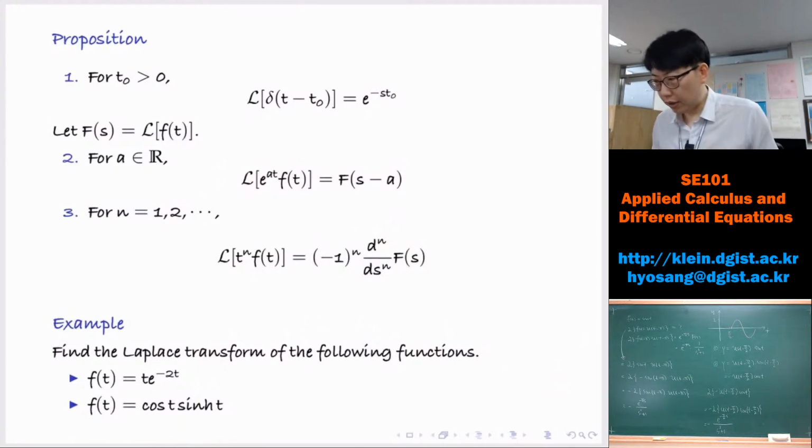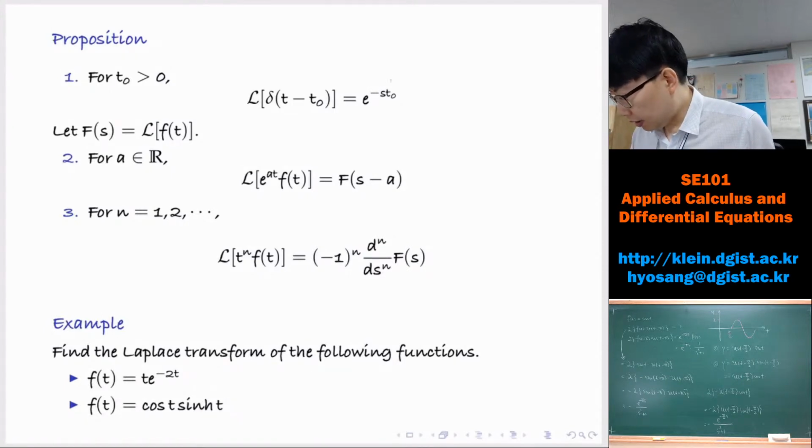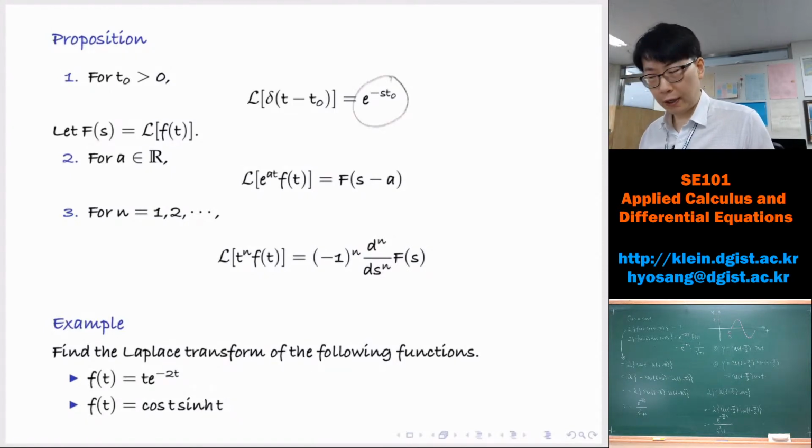Okay, so here's a proposition. We can take a Laplace transform of the Dirac delta function. If we take the Dirac delta function, then the Laplace transform is e to the minus t0 s.